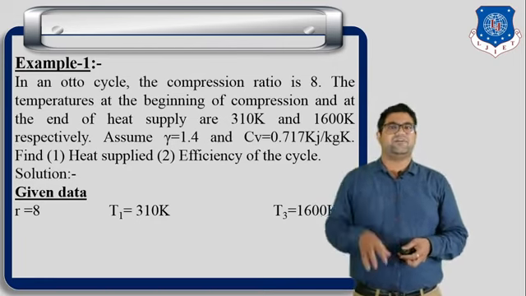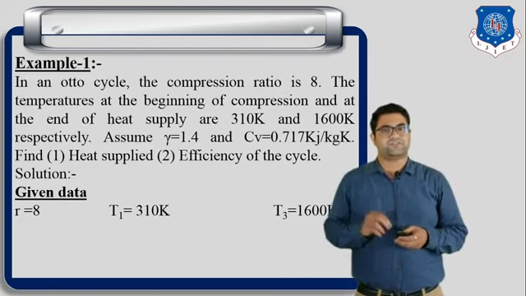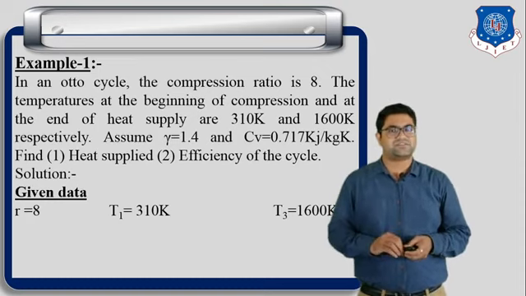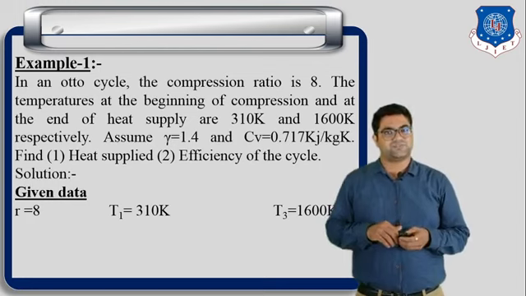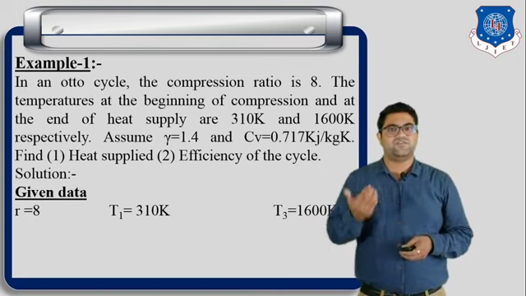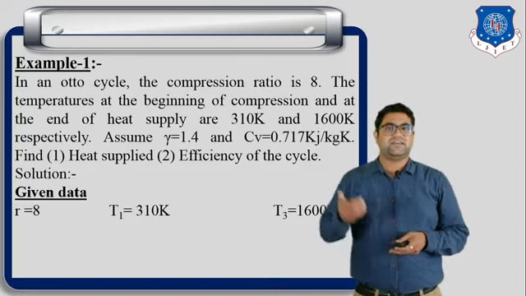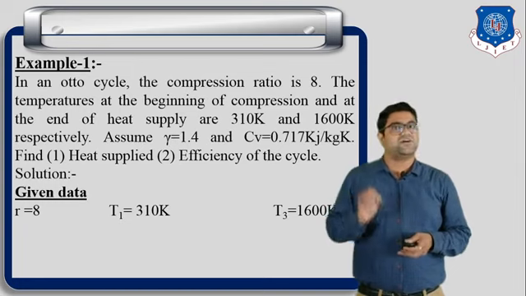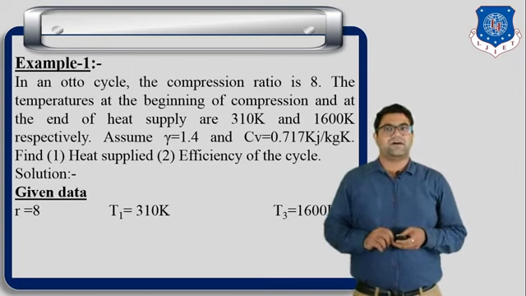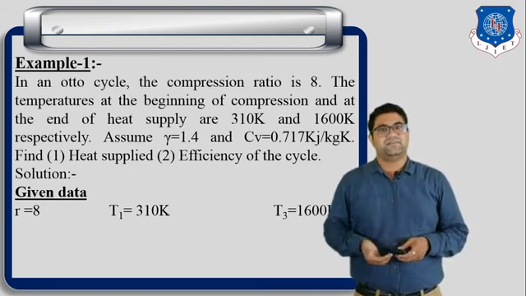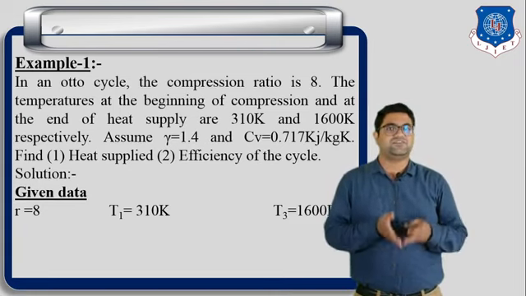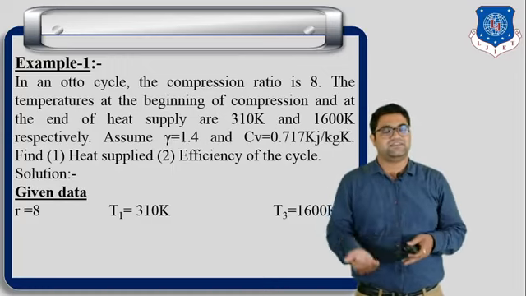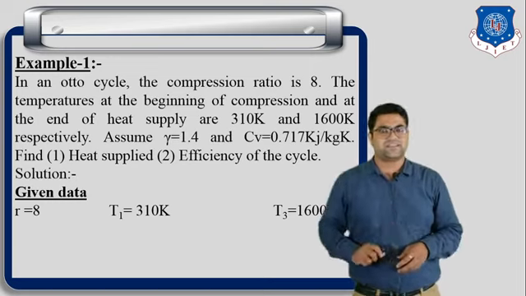So first of all you have to remember the diagram of the Otto cycle. In the Otto cycle, process 1 to 2 was the adiabatic compression process, then 2 to 3 is the heat addition process, and during the heat addition the volume remains constant. So in the Otto cycle during process 2 to 3 constant volume heat addition occurs. So if we want to find the heat supplied, the process was 2 to 3, so we can write m Cv (T3 minus T2).